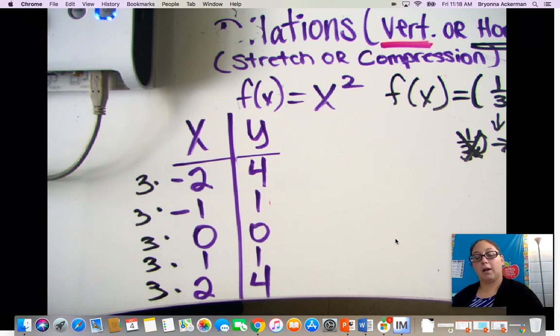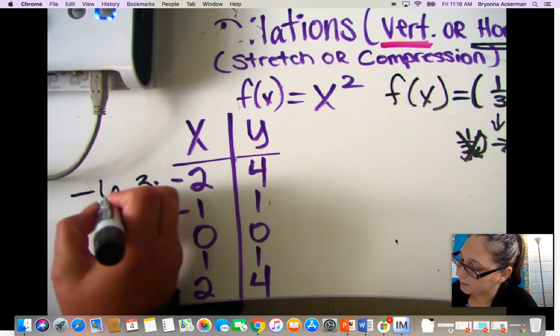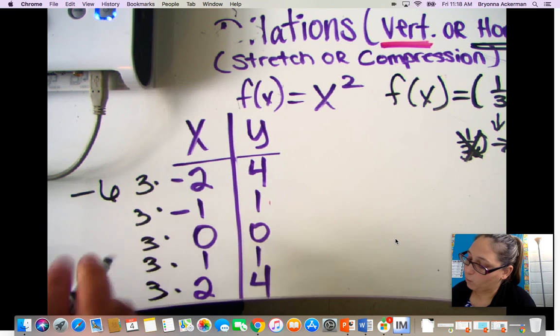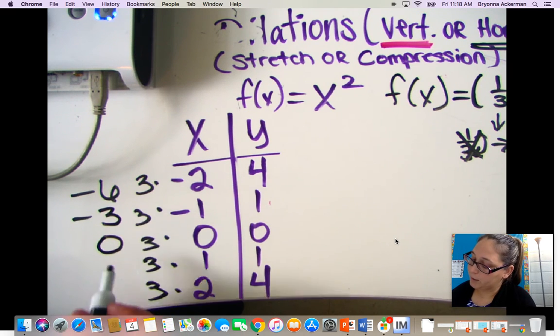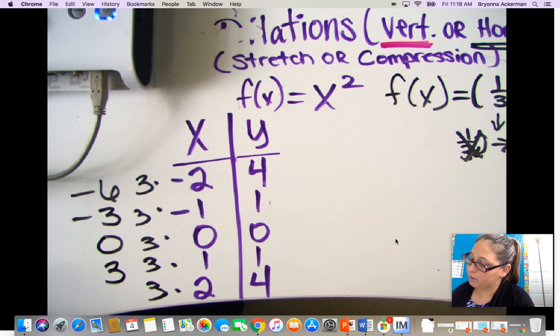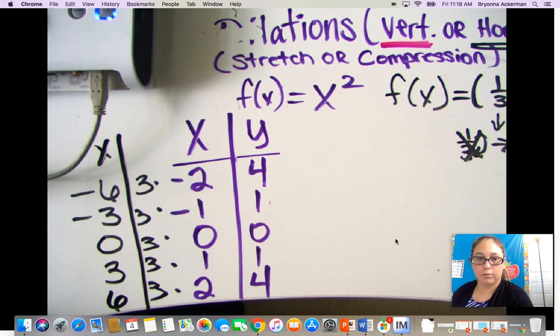So we get -2 times 3 gives me a -6. 3 times -1 gives me a -3. 3 times 0 is 0. 3 times 1 is 3. And 3 times 2 is 6. So these are my new x values. The y values stayed the same.